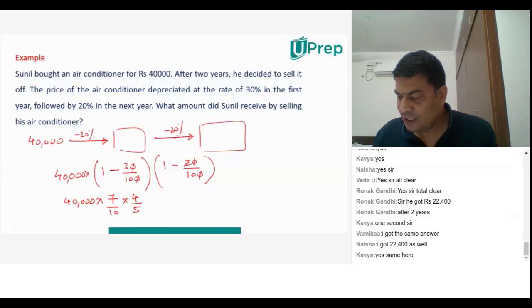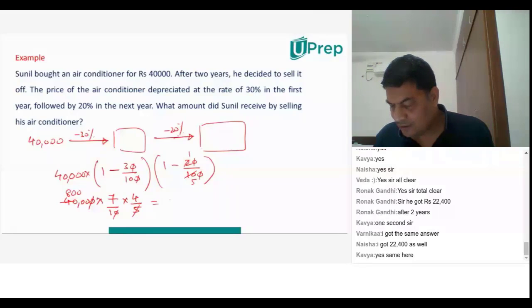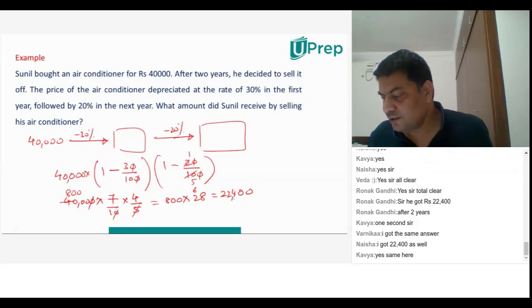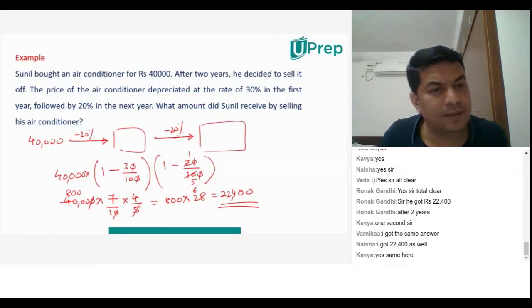Correct? 1 minus 1 by 5 is 4 by 5. So I'm sure you might have simply done this. The 10 and 10 get cancelled. 5 ones are 5, 5 8s are 40... so it is 800 into 7 4s are 28, so 2 zeros there. 8 8s are 64, 4 and 6 carry, 8 2s are 16, plus 6 is 22. So 22,400. So is everyone good?